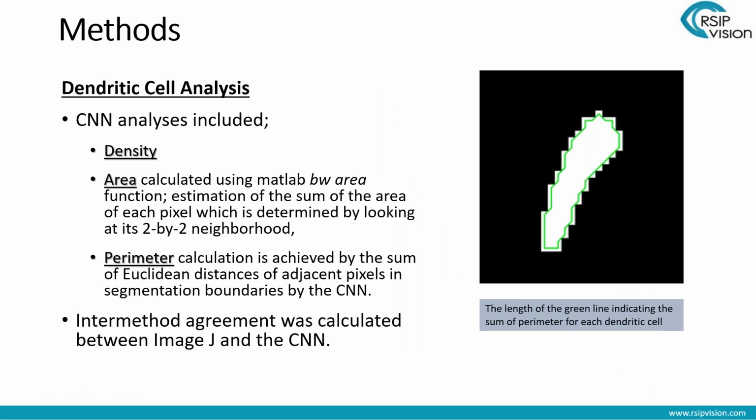Okay. After we perform the segmentation and we know where the cells are, it's pretty simple to perform various measurements. So we can measure the density of cells, the number of cells per any unit of area. We can measure the area of each cell by looking at each pixel and doing some interpolation process along the edges to get a more accurate estimation of the area. We can measure the perimeter of the cell.